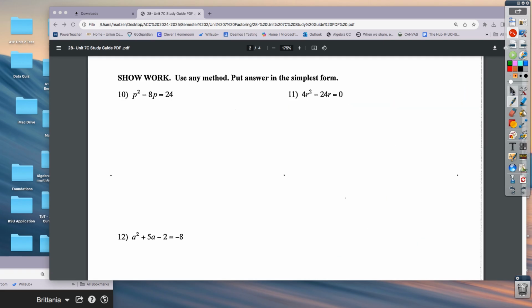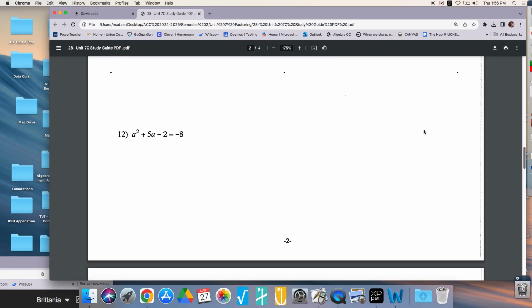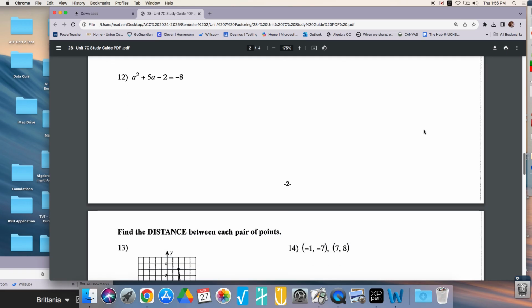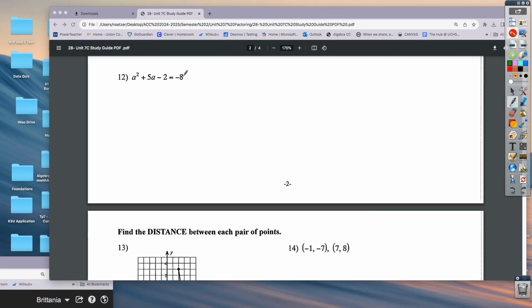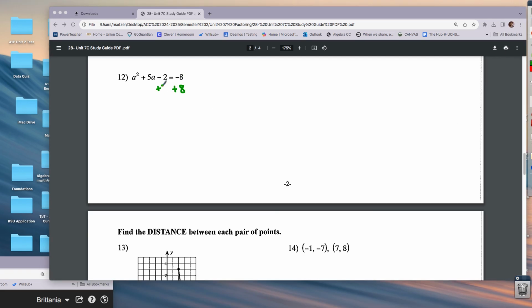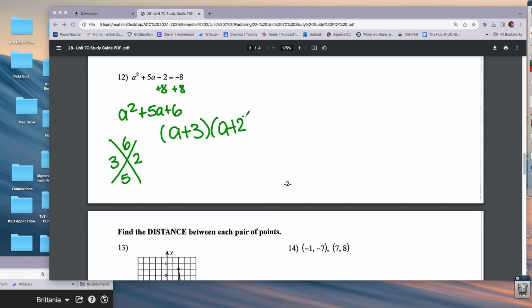All right, number 12. All right, so we're going to add 8 to both sides. We get a squared plus 5a plus 6. And I could use the quadratic formula here, but these are really small numbers, and I know that 2 times 3 adds to 5 and multiplies to 6. All right, so if I'm doing big X, I know that it's 3 and 2. So I get a plus 3 times a plus 2, that equals 0.